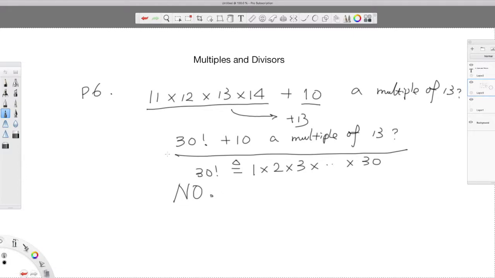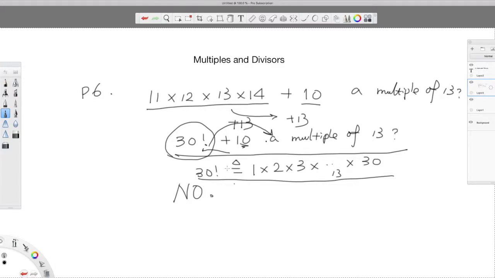Exactly for the same reason. When you multiply everything, there's a 13 in there, so 30 factorial is a multiple of 13. And so for a multiple of 13 plus 10, the next multiple is, you have to jump 13. Somewhere there, plus 13 is a multiple. Plus 10, no, it cannot be a multiple of 13. All right. Got that?